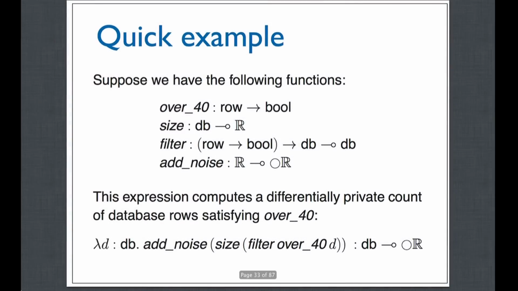So the way it's going to look is like this. Here's a little query we might write in Fuzz. The query is at the bottom of the slide. It's a little lambda term that says, take a database D, and what I'm going to do to it is first filter D with the predicate over 40, and then ask for the size of that. That is, ask for the count, and then add some noise. The type of this function on the right-hand side is that it's a one sensitive function. That's what the lollipop symbol means. So it's a one sensitive function from databases to distributions over the reals.